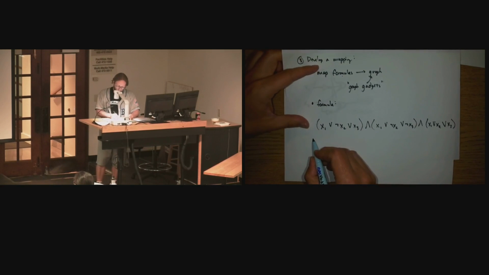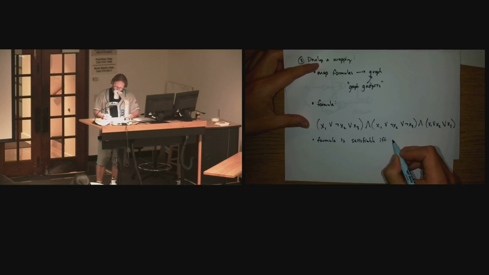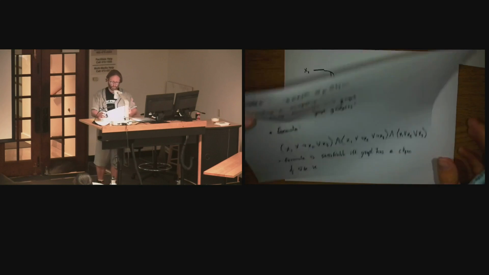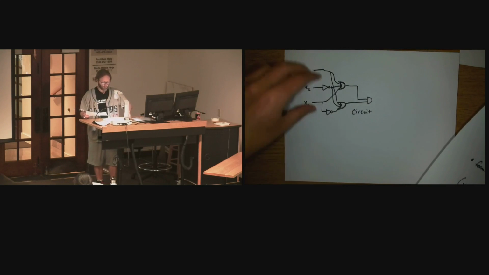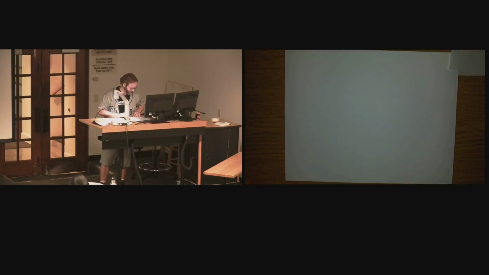So the formula is satisfiable if and only if, this is our goal, the graph has a clique of size k. Okay? That's what we're going to do. So here it is. Here's our mapping.